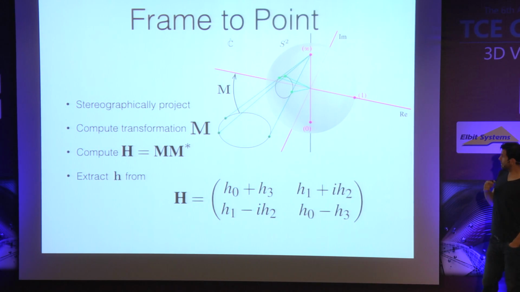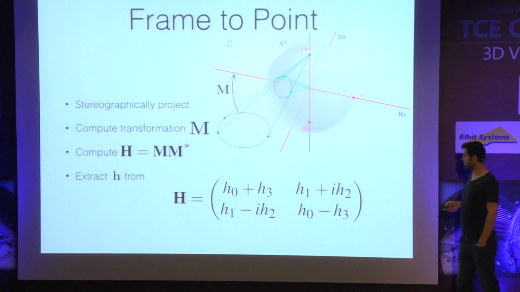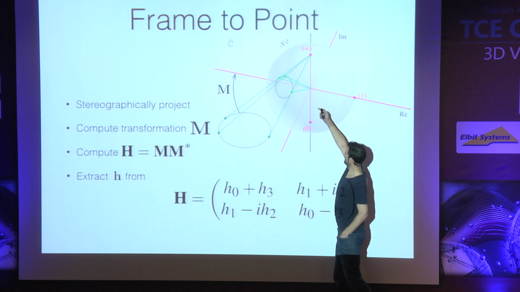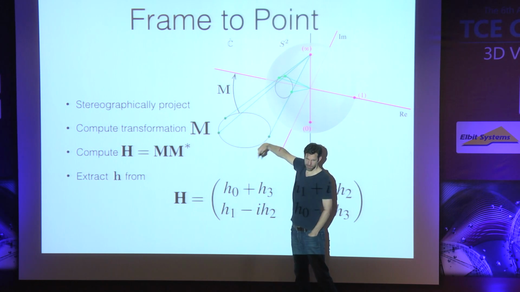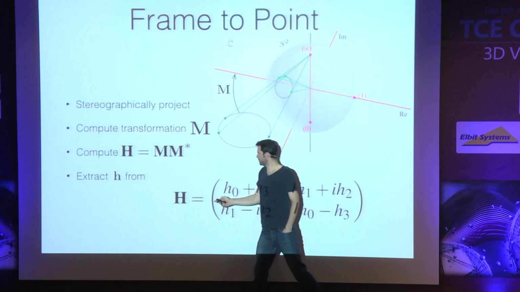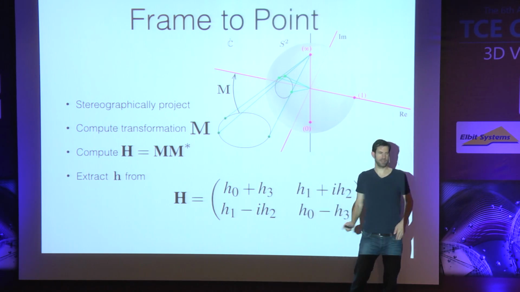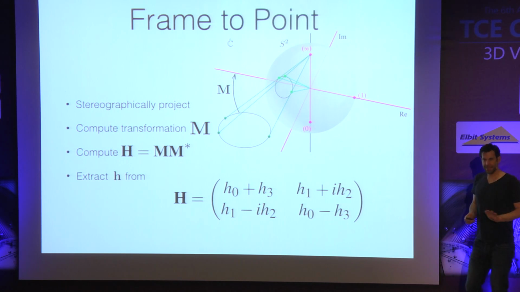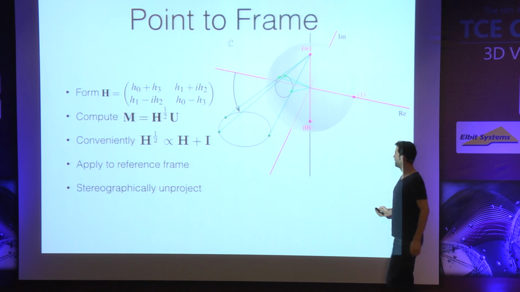Just one remark. The way from frame to point is exactly what I have told you. We take the three sticks, we make them unit vectors, we stereographically project, we compute the transformation M to some reference frame, we compute H based on M times M conjugate transpose. We extract this vector H from this matrix. So this step is simple, and now if you look closely, it could be that the way back is more complicated, but luckily it's not, right?